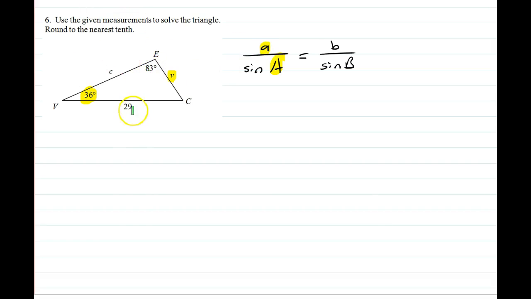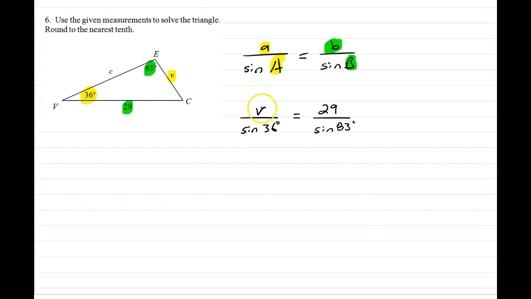And then the side and angle that I do know is the 83 and the 29. So they're always opposite each other. So now I just substitute it in. And so I get v over the sine of 36 degrees equals 29 over the sine of 83 degrees. And this is what I solve.